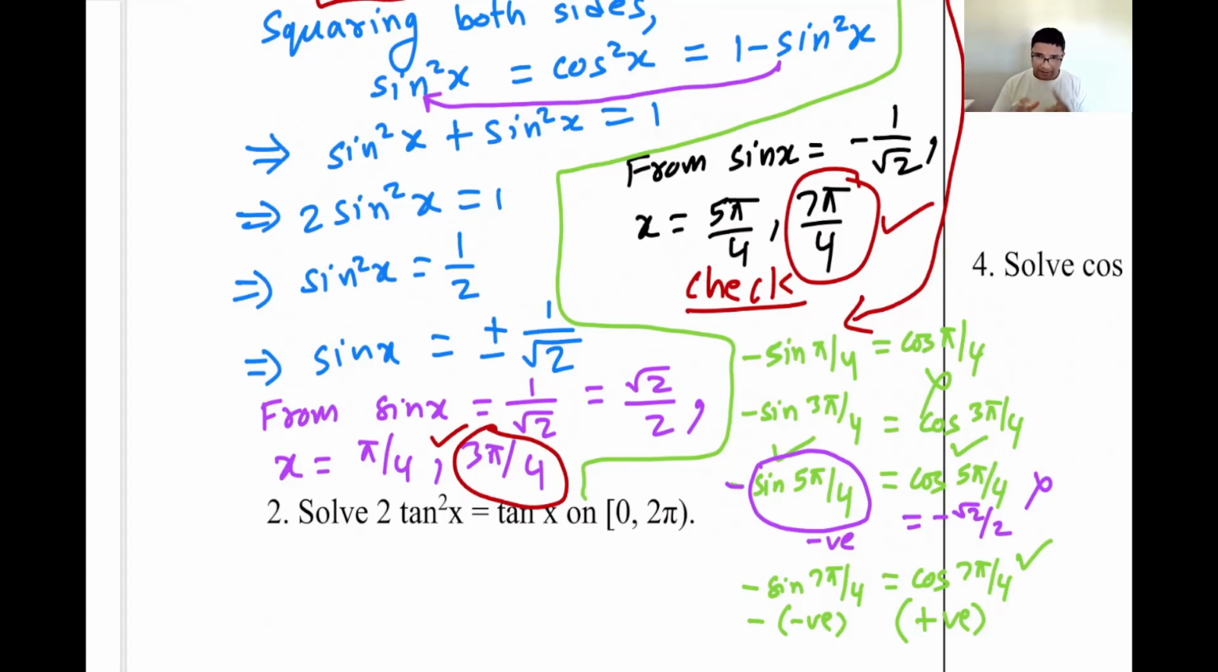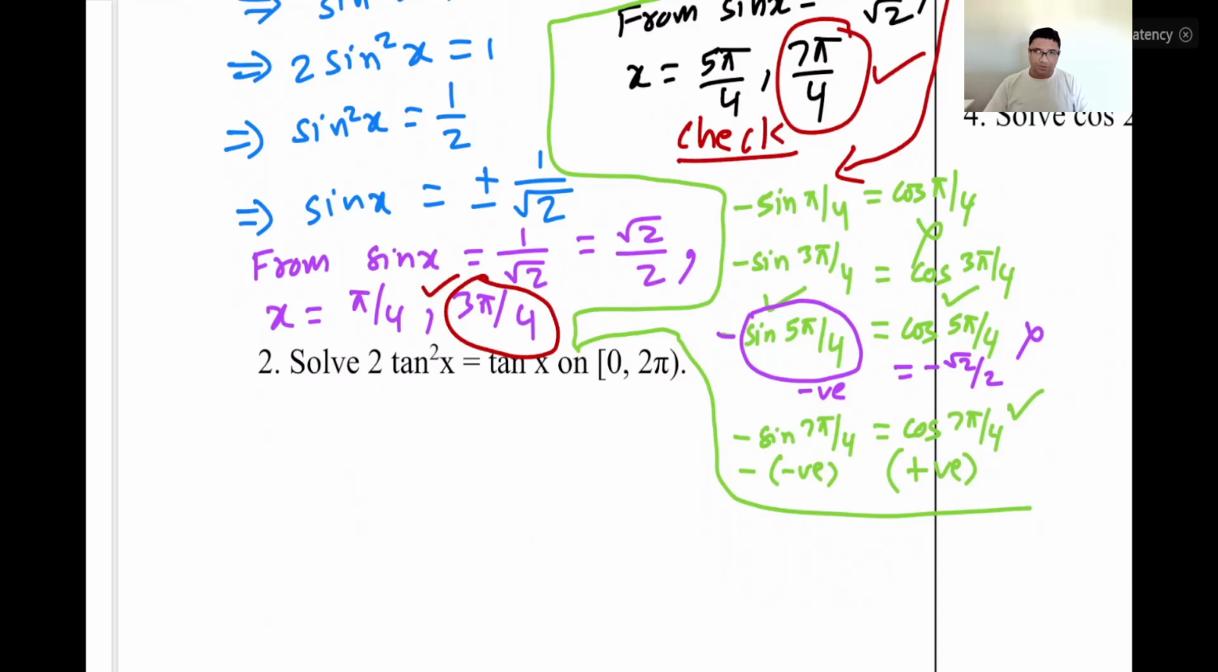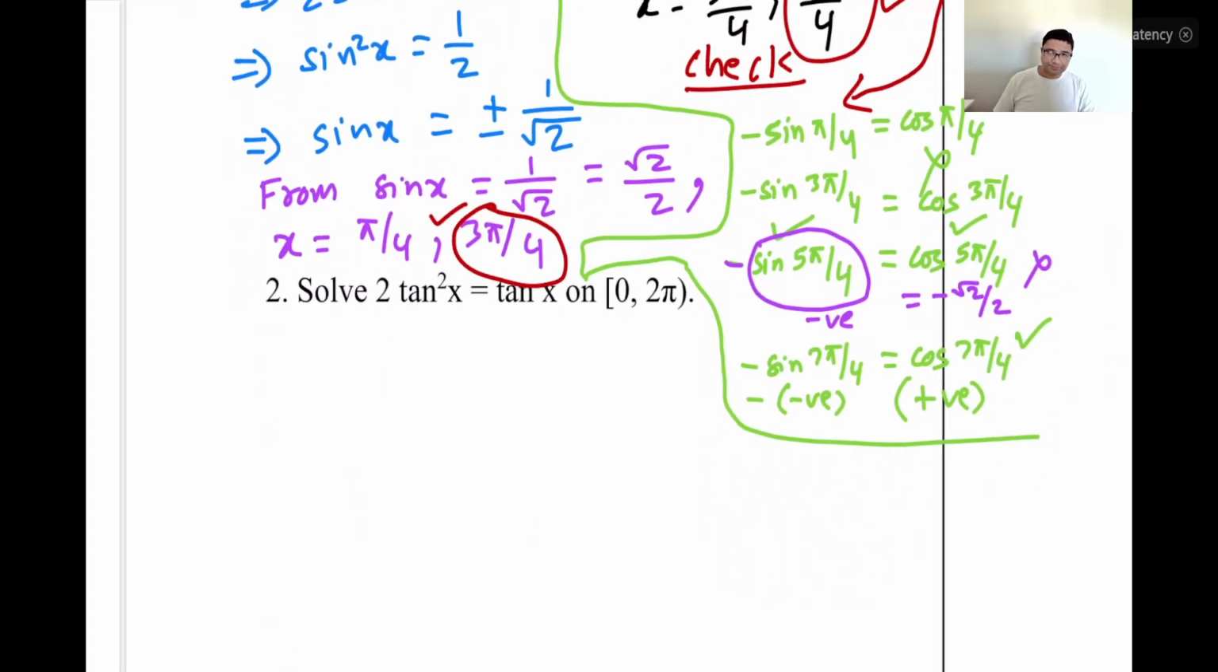Once again, I will repeat, why did we end up getting values that are not solutions? That's because we squared the equation. And whenever you square an equation, you are going to get that. At the end, you need to check your angles and keep those which work.